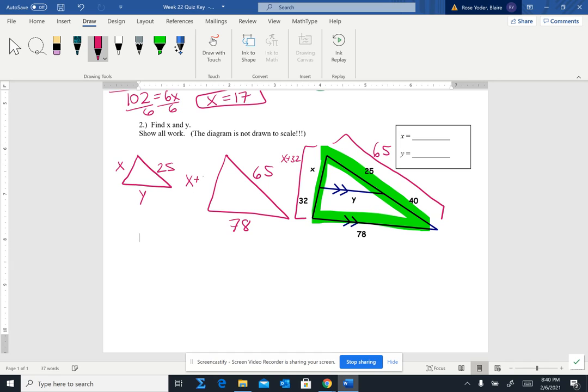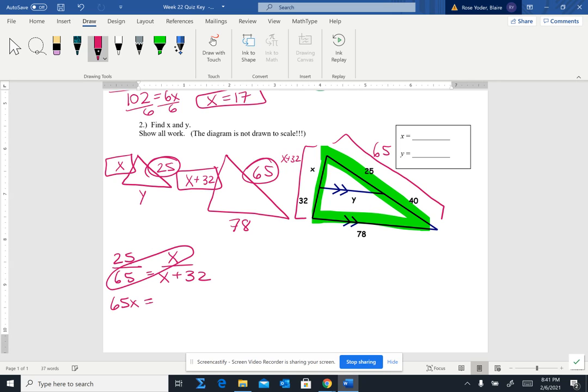So X plus 32. So again, I'm going to look for my two sides that just have numerical values, 25 and 65. And I could go 25 over 65. And then let's do the X's first. X over X plus 32. Just like the last problem, the order does matter.